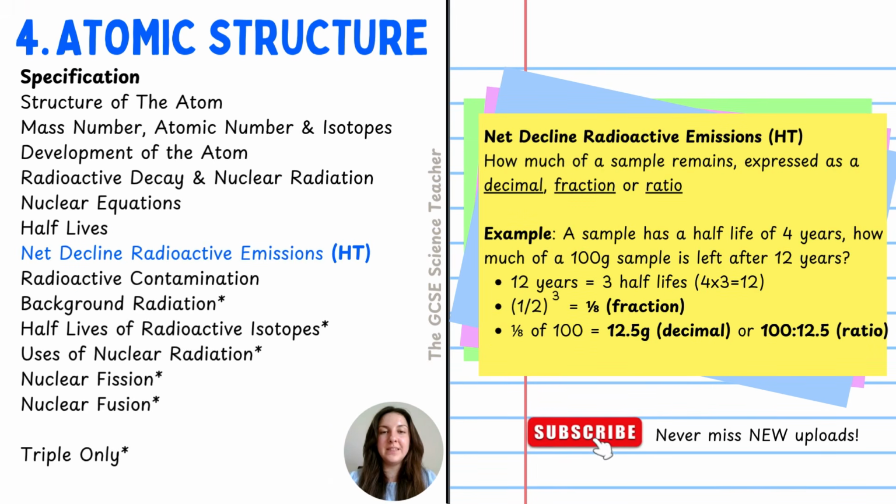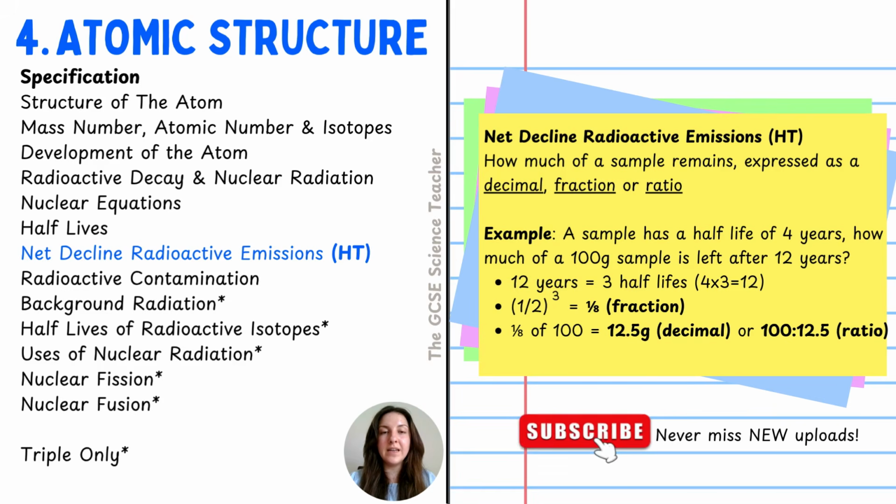Net decline of radioactive emissions. This is for higher tier students only. Feel free to skip ahead if you need to. How much of a sample remains, expressed as a decimal, fraction, or ratio. So for example, a sample has a half-life of 4 years. How much of a 100-gram sample is left after 12 years?